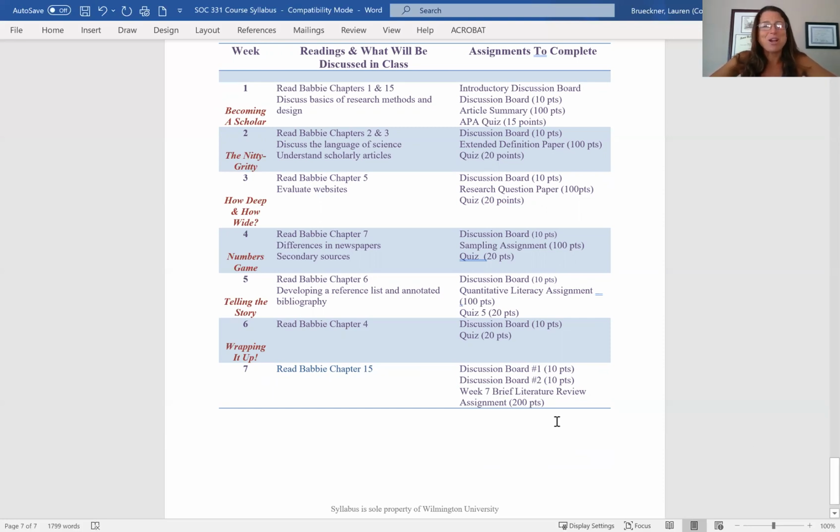Week 6, we've got chapter 4. We've got our discussion board as well as a quiz. So note in week 6, there's no written assignment. In week 7, we have reviewing chapter 15. And here we have our discussion board 1, discussion board 2, and our week 7 brief literature review, which I will note here is 200 points. That is the biggest assignment. Please start working on that one early because it will probably take you more than 1 week to write.